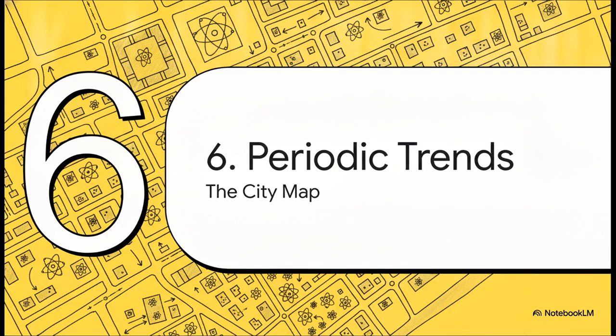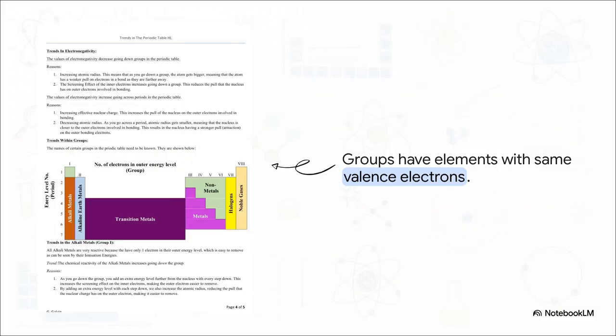Section 6. Decoding the periodic table, the city map. Now we're going to zoom all the way out to see the big picture. The periodic table is not just a random list of stuff, it's a meticulously organized city map. Notice how the columns, or groups, are organized strictly by the number of valence electrons.